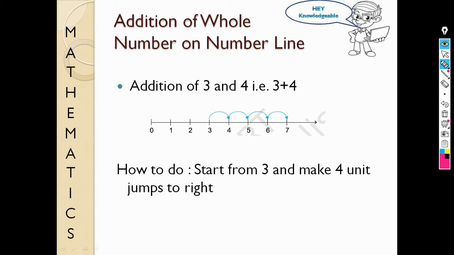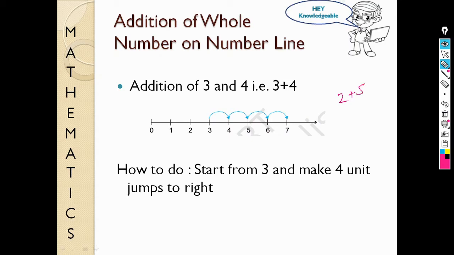Let's see how addition of whole numbers can be done with the help of the number line. Suppose we have to add 3 and 4, that is 3 plus 4. Then what we have to do? We have to start from 3 and make 4 unit jumps to the right. So first jump, second jump, third jump and fourth jump. That gives you the answer 7.